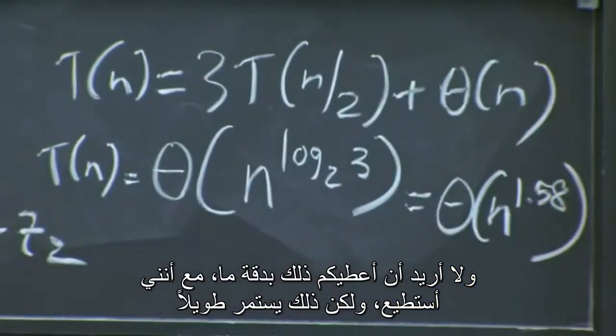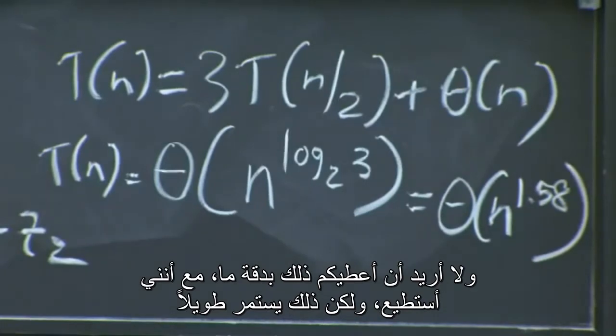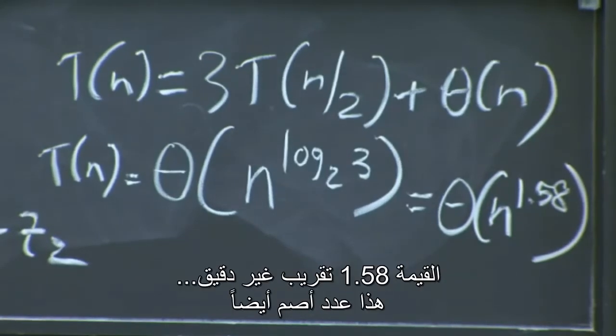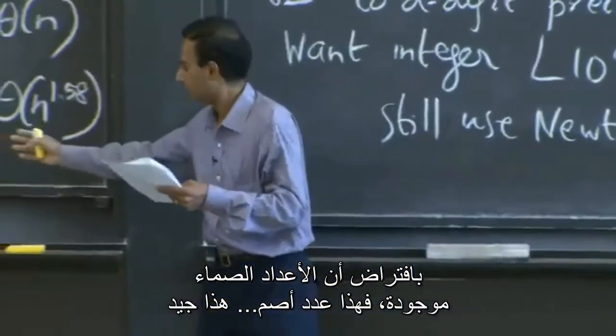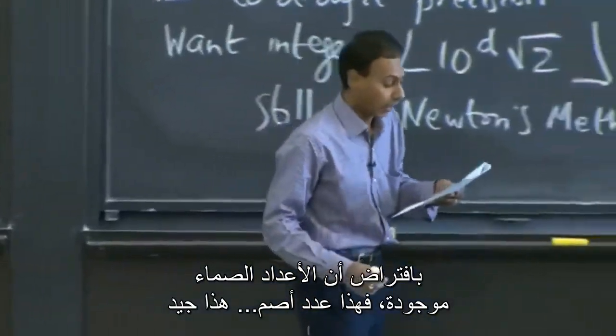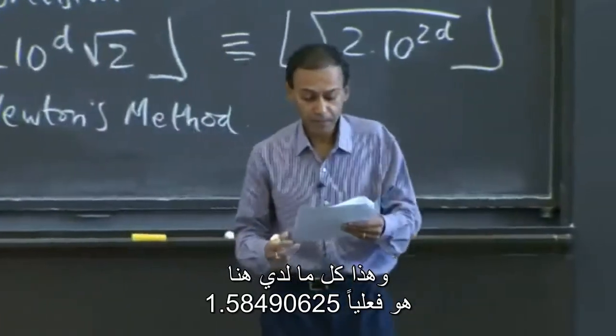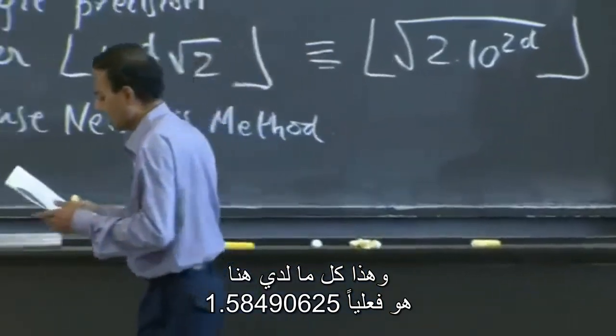And I do not want to compute that to arbitrary precision, though I could. Okay, but that goes on and on. Right, but that just goes on and on. 1.58 is a rough approximation. Okay, that's an irrational number too. Assuming you think that irrational numbers exist, that's an irrational number. Okay, so good. That's really all I had.